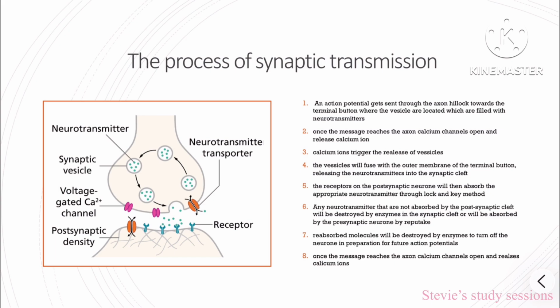Receptors on the postsynaptic neuron will then absorb the appropriate amount of neurotransmitters through the lock and key method. Any neurotransmitters that are not absorbed by the postsynaptic neuron will be destroyed by enzymes in the synaptic cleft or will be absorbed by the presynaptic neuron by reuptake. Absorbed molecules will be destroyed by enzymes to turn off the neurons in preparation for future action potentials. Now that is a lot to remember, and it was a lot of information, so here's the important things.